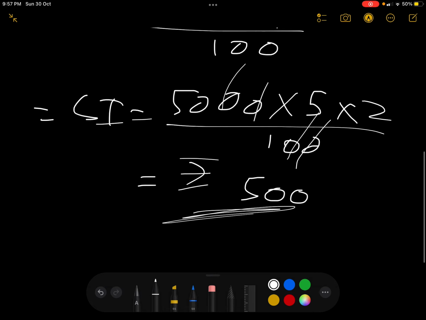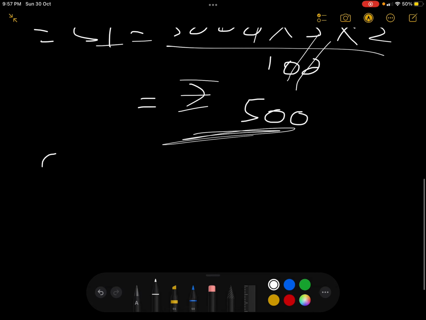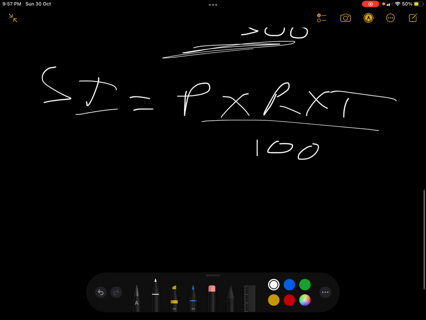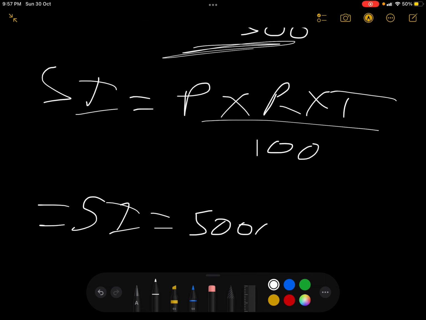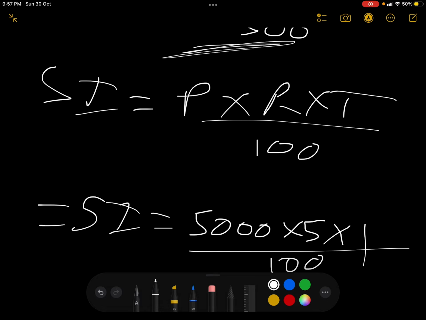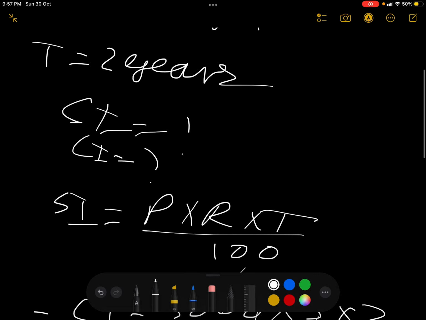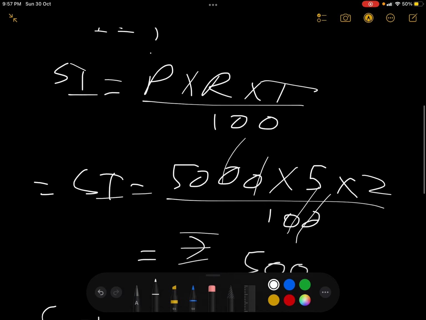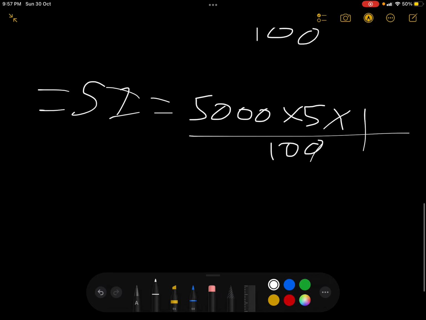So for the compound interest, we'll first use the formula SI is equal to PRT by 100. But there will be an exception in this case. The thing is that compound interest is basically interest over interest. So when we calculate this P into R into T, here instead of writing 2 we'll write 1, because the interest will vary for the first and second year, and so will the principal. I'll explain to you how. So let's cut out these two zeros here.